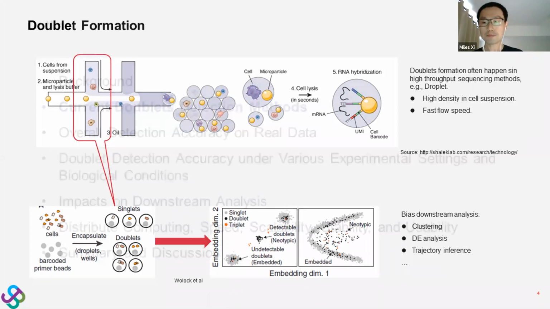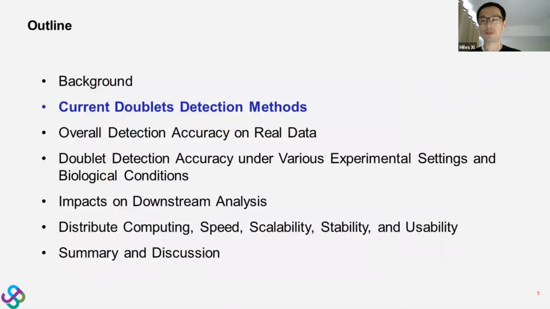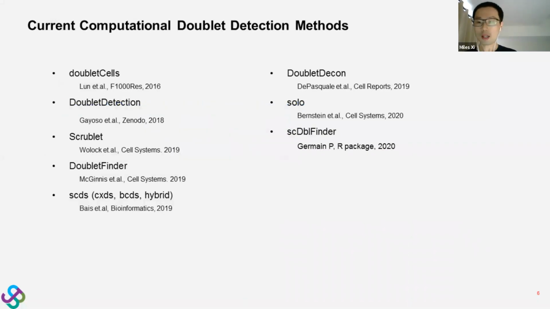Okay, so people have proposed a lot of computational methods to find all those doublets and remove them. Here, there's a list that shows all the current methods. You see here, they are very new, right? Most of them are within 2 years. And most of them are published in top journals. So people really care about this problem.